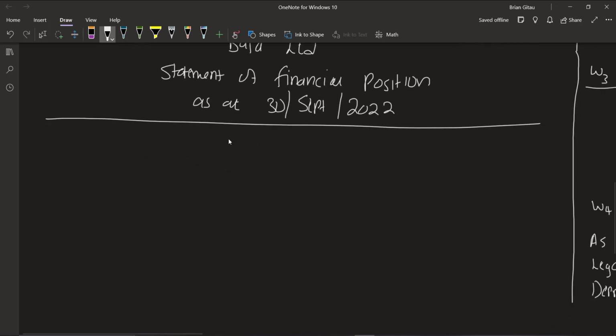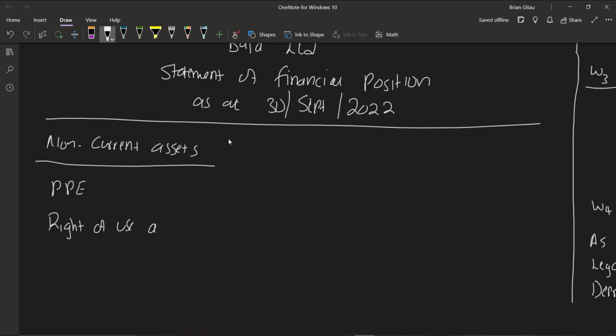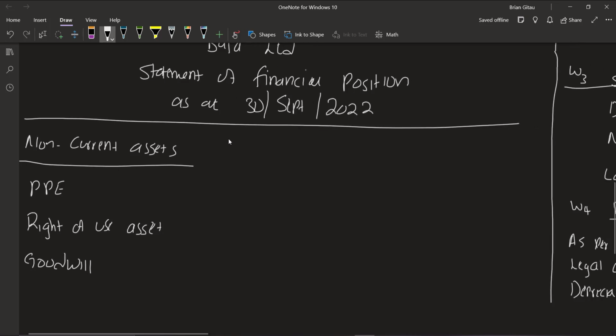So we will start with the non-current assets. On the non-current assets, we will have three things. We will have property, plant, and equipment. We will also have the leased plant, which we will call right of use asset. And we'll also have the goodwill. Goodwill arises if a business acquires another business, or if we purchase another business.